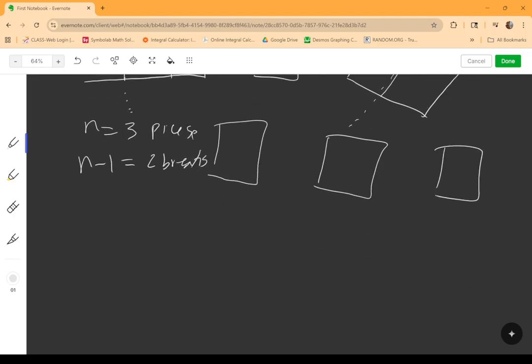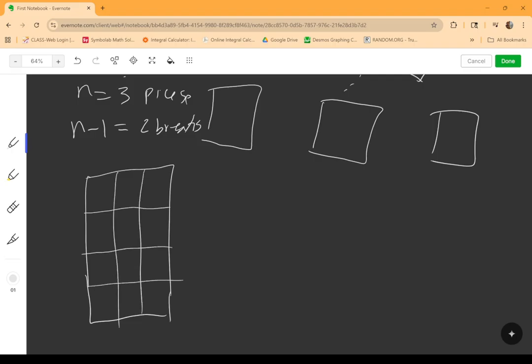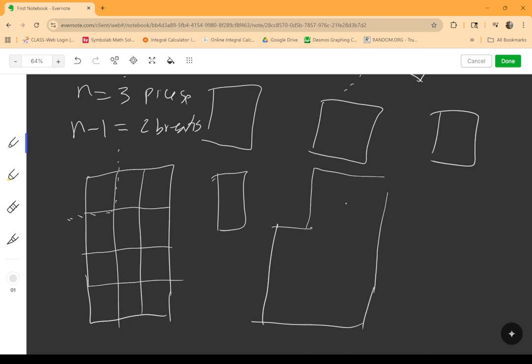We need strong induction because if we think of a bigger chocolate bar here, let's say we make our first break here. We just break off this piece in the corner, and that would be 1 break. And then we're left with 2 pieces.